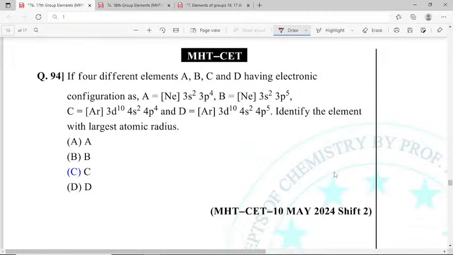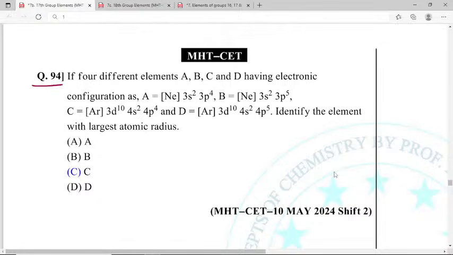The same question was asked as question 94, please mention question number 94. Different element, 2024 question. In 10th, shift 2, options A, B, C, D. Largest atomic radius was asked. So I am talking about 3. This is 3, this is 3. This is 3d, 4, 4 and 4. So this should be considered as 4.